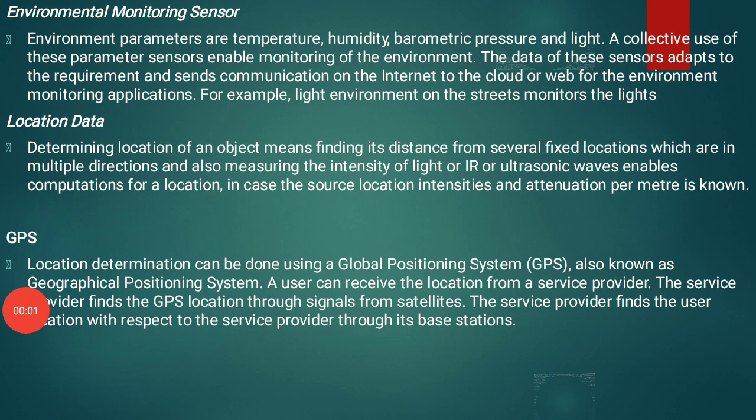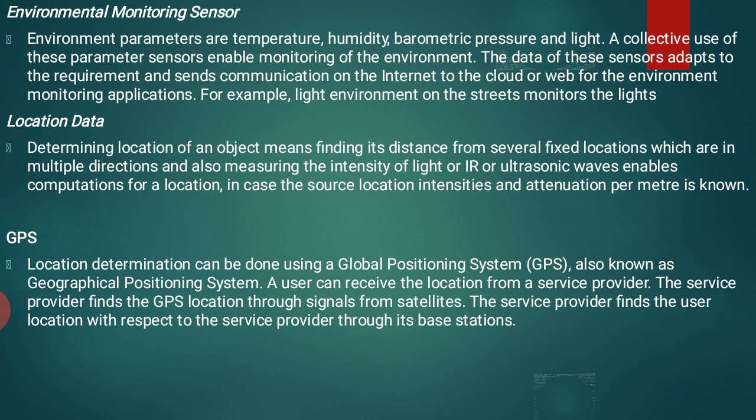Next, our topic is environmental monitoring sensors. Environment parameters are such as temperature, humidity, barometric pressure, and light. These are the environment parameters. A collective use of these parameter sensors enables monitoring of the environment. By using these parameter sensors, we are monitoring the environment.